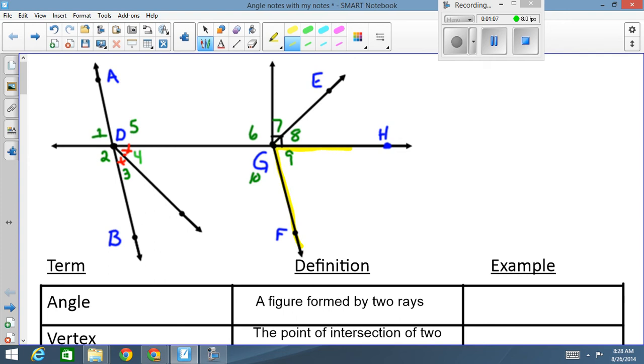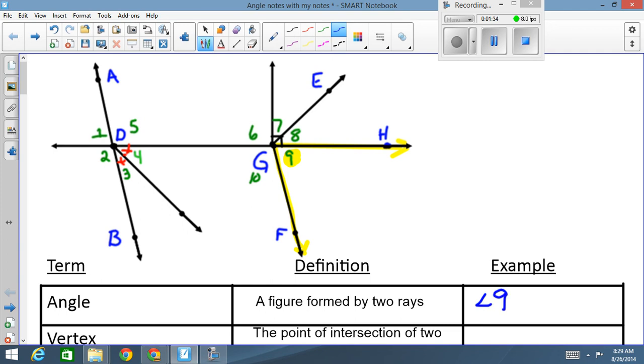So for instance, if you wanted to name this angle right here, from here over to here, these are both rays, right? So you have two rays, they meet at a point. We can call that angle that I just highlighted angle 9, because 9 is on the interior of those two rays. So one way we could name that angle would be to call it angle 9.